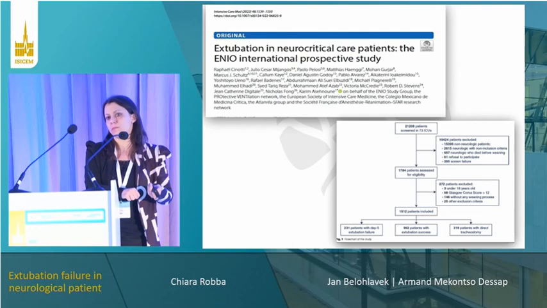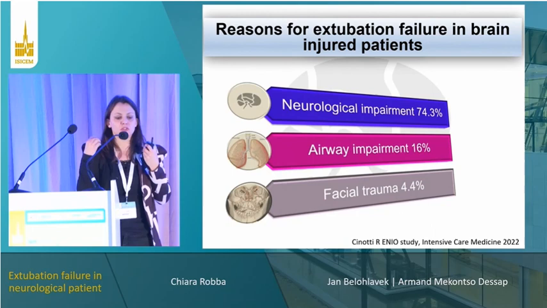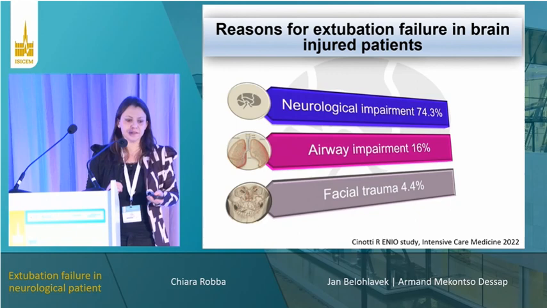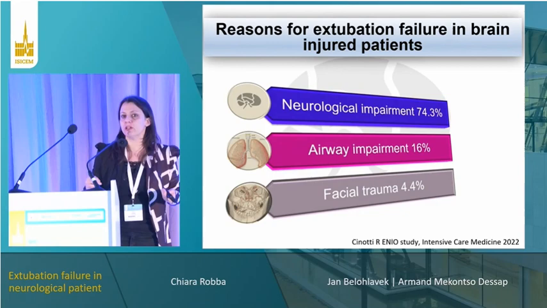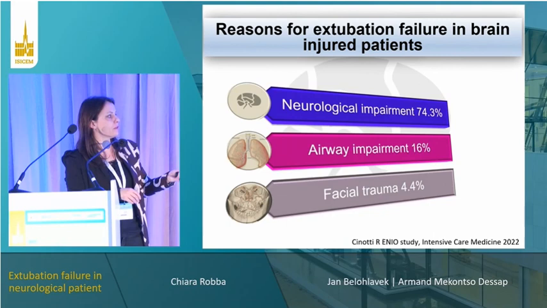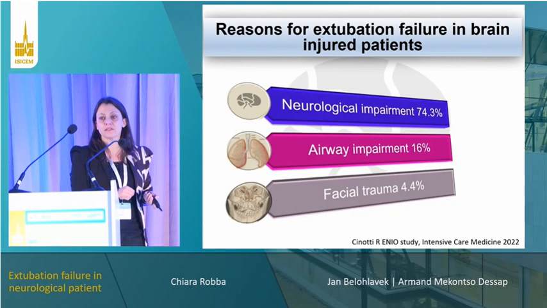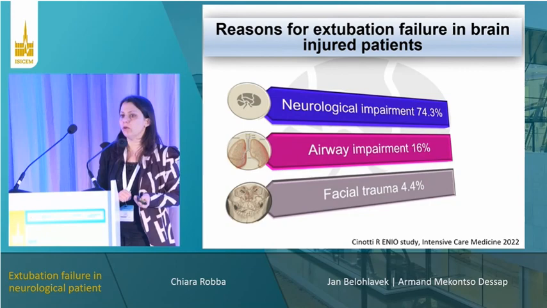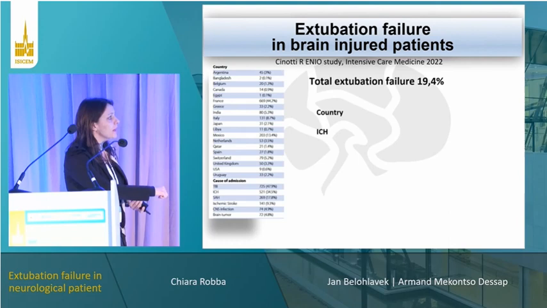But in this study, what Cinotti and colleagues did was to understand which are the reasons for extubation failure in these patients. And as I was mentioning, in the majority of the cases, the extubation failure was related to neurological factors. Neurological factors, but not with a specific GCS, at least in the initial observational part of this paper. Airway impairment and respiratory failure was present only in 16% of the cases of patients who failed the extubation, and facial trauma only in 4%, so quite different from the other populations. And the total extubation failure in this population was nearly 20%.